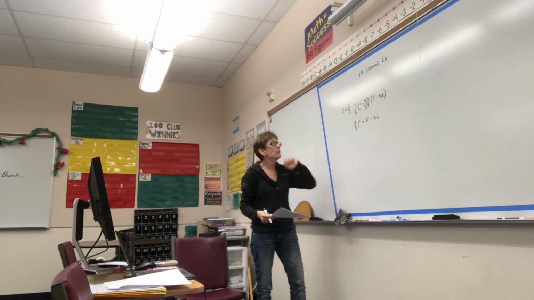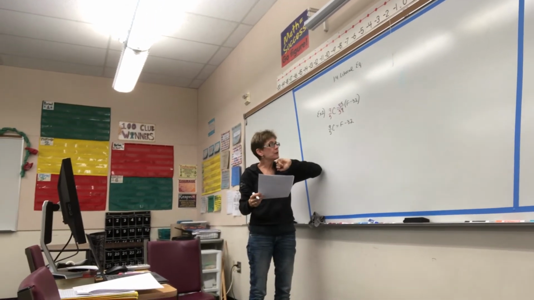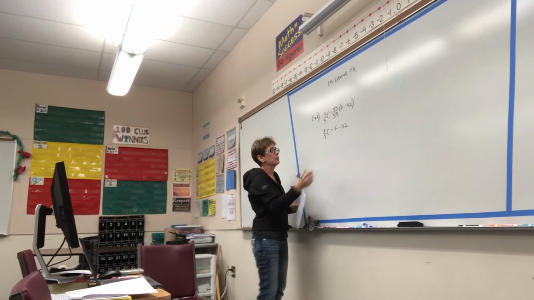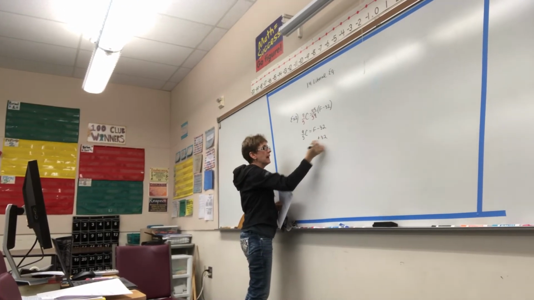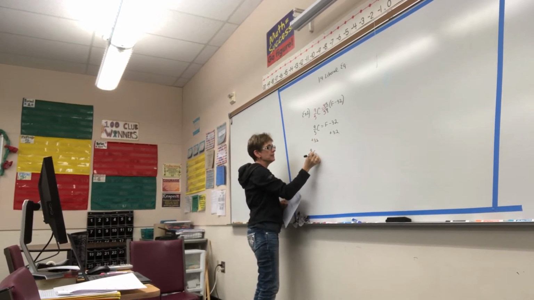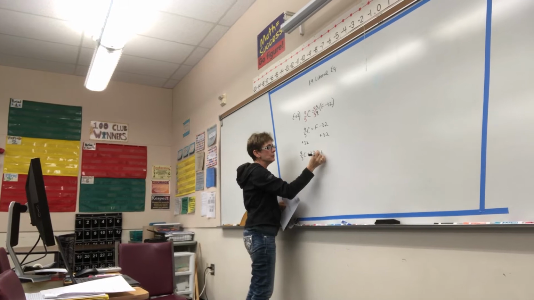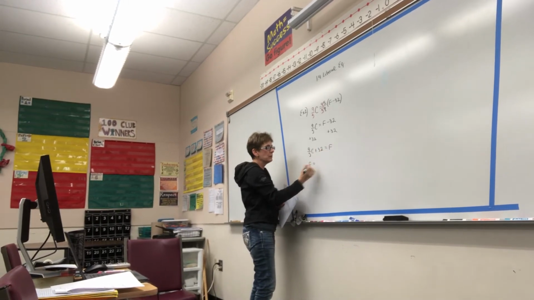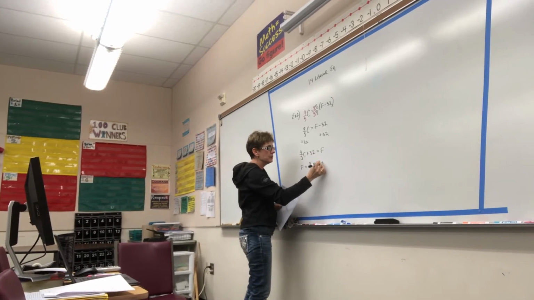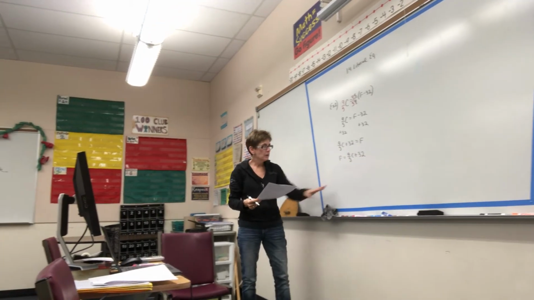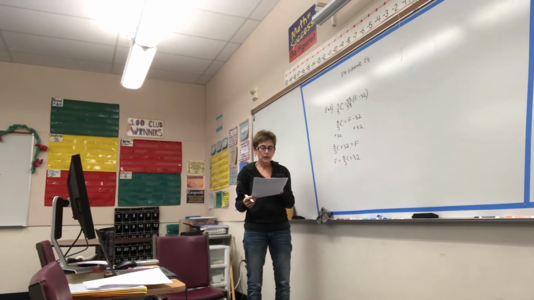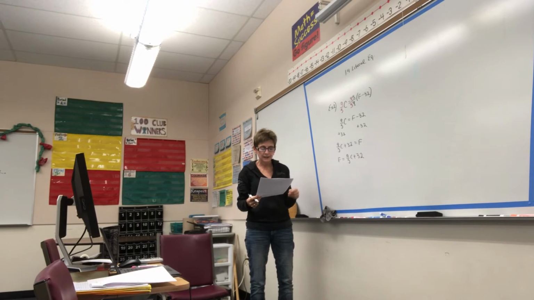So we have now gotten rid of that first fraction, and now we want to use opposite operations. The opposite of subtracting 32 is adding 32. So I'm going to have 9/5 C plus 32 equals F, or if we want to put the F first, F equals 9/5 C plus 32. So now we have rewritten our temperature equation in terms of Fahrenheit.